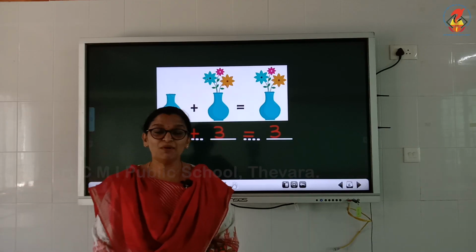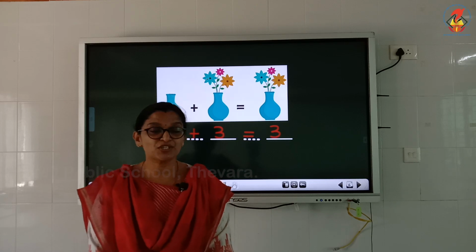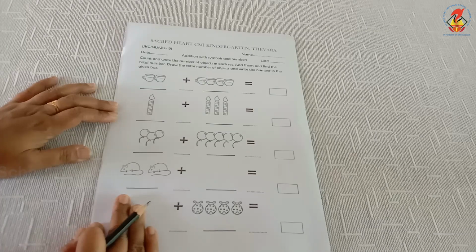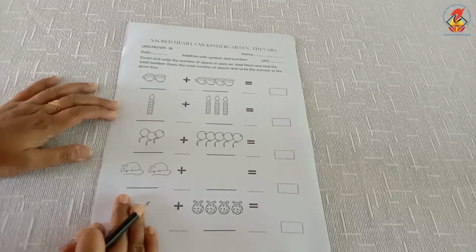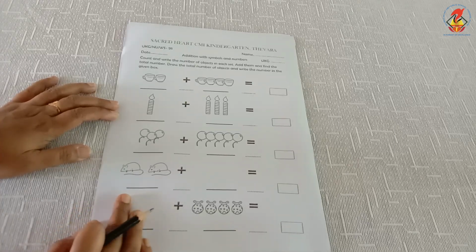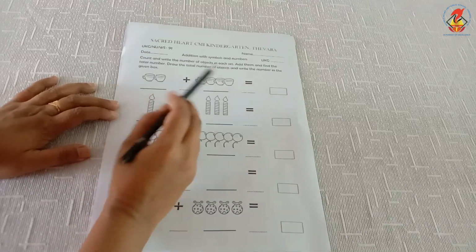Children, now let us do a worksheet on this. Children, this is your worksheet and the question says, count and write the number of objects in each set. Add them and find the total number. Draw the total number of objects and write the number in the given box. Just like the examples I showed you, first you have to count the number of objects in each group.